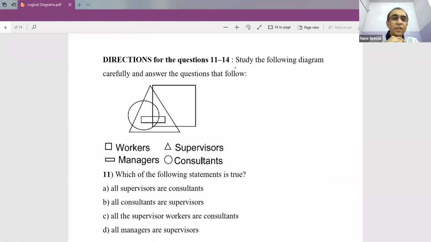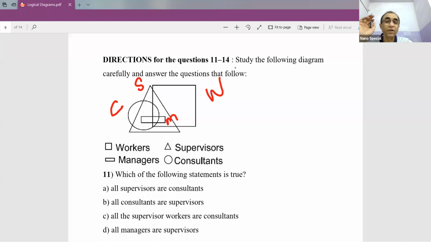Now he says this represents workers, the triangle represents supervisors, the circle represents consultants, and that rectangle represents managers. So the question is, which of the following statements is true? Okay, so just examine that and answer. Yashwant, Shreya, Ruchita have already answered. Rishita has answered.